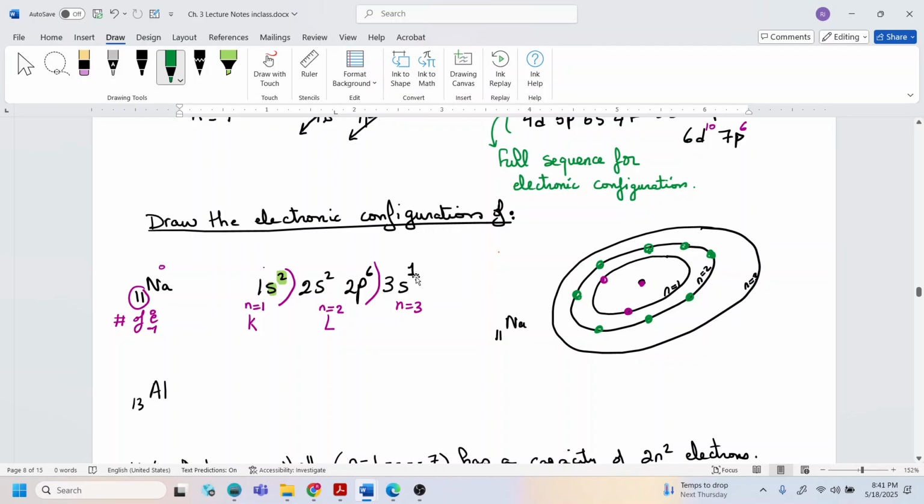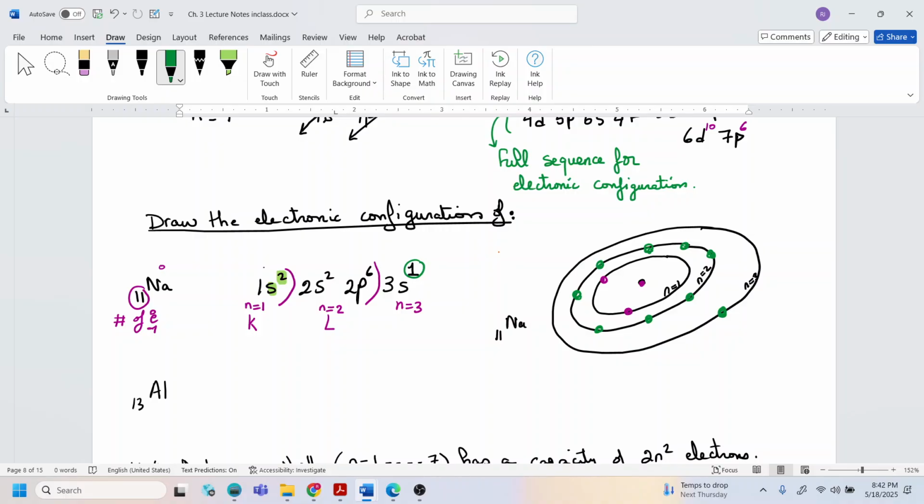And the last shell, see how many electrons does it have? It has just one electron. Just one electron in there. What defines where sodium is, is that last shell. So since the last shell has one electron, this is equivalent to the group number. So we say that the valence electron for sodium is equal to 1.